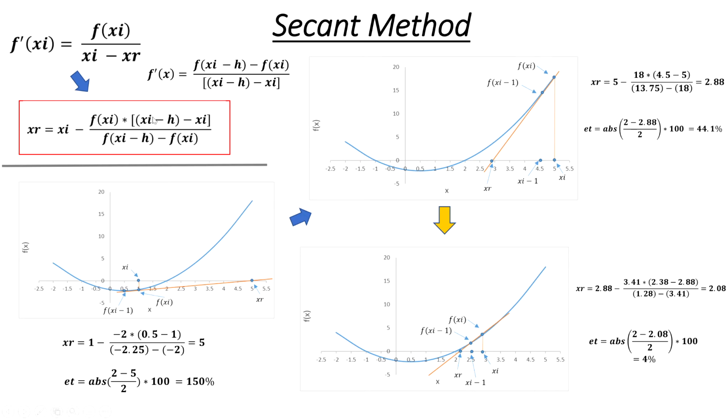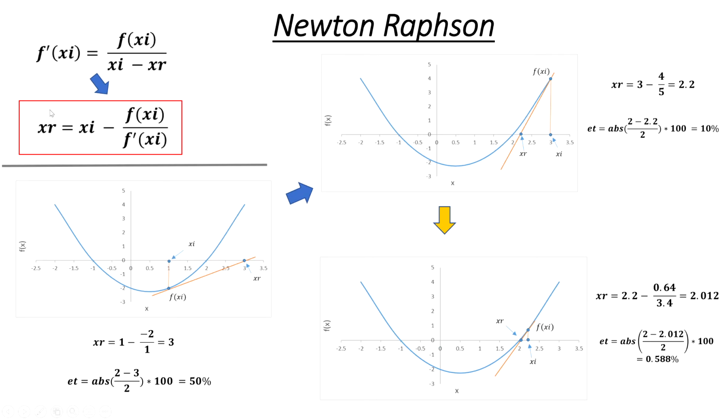So if you remember, the Newton-Raphson was basically you're taking an approximation and taking the derivative at that approximation, and where it intercepts becomes our root. And we have defined the derivative as the rise, which is the f of xi, divided by the run, which is xi minus xr, and we have rewritten this in a previous lesson as this.